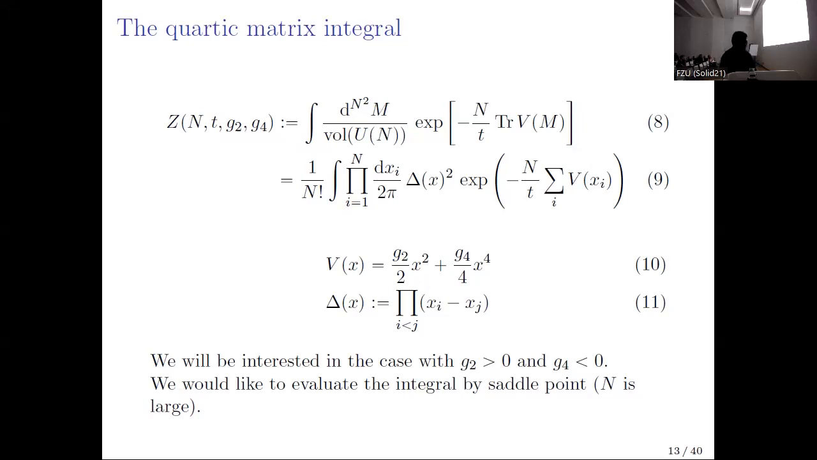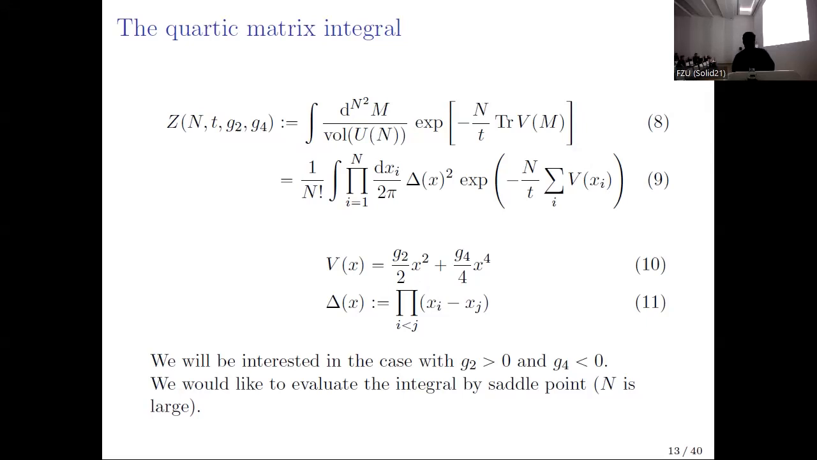And we will be interested in the case with g2 positive and g4 negative. What this means is that the potential looks like this. This, of course, raises the question about the convergence of this integral and so on and so forth. Let me just suffice it to say that for now, we're just interested in doing perturbation theory around a particular saddle point. So we don't really care about the overall well-definedness of the integral. So g2 is positive, so it has a positive curvature here, but g4 is negative, so it eventually turns around.